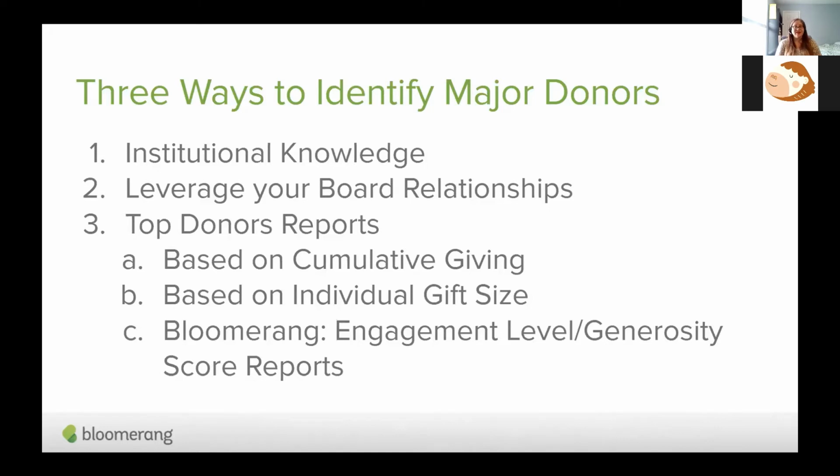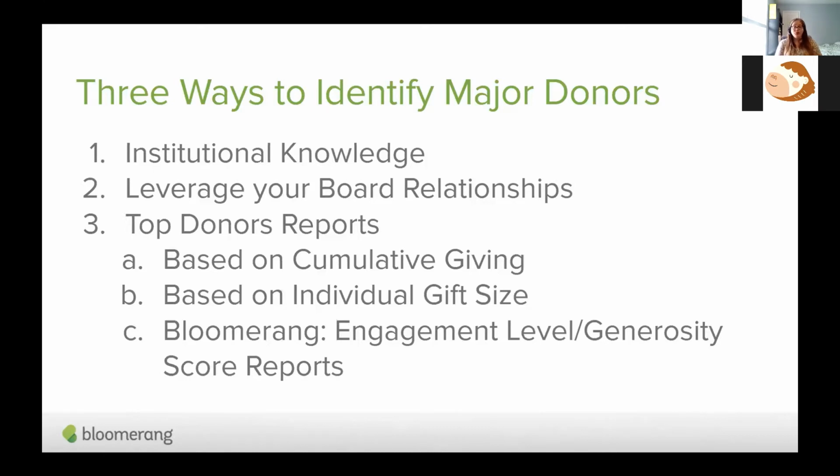And then the third way is to pull some top donor reports, which we're going to go in and do in a minute. We're going to be looking at 4 reports today. One is going to be based on cumulative giving. One is going to be based on individual gift size. The individual gift size is what I would use to pull people who are probably already major donors or people who have been major donors in the past.